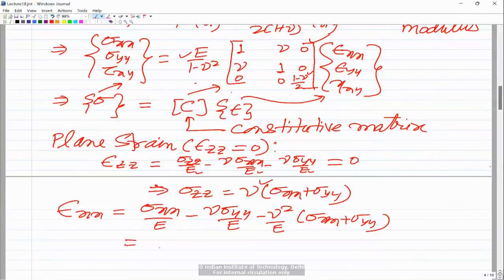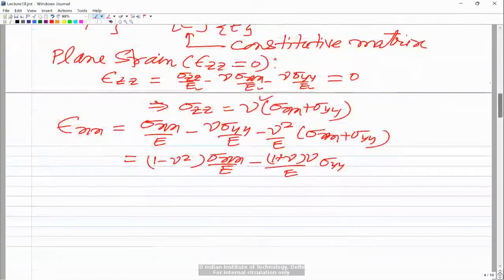You can take sigma xx common, so you see that we have 1 minus nu square into sigma xx upon E, and then for the other term we have 1 plus nu into nu upon E times sigma yy. So these are straightforward relations. Maybe you would have done them in the solid mechanics course, but I am revising that.